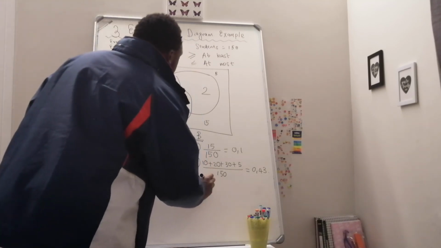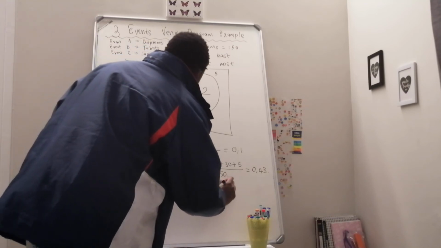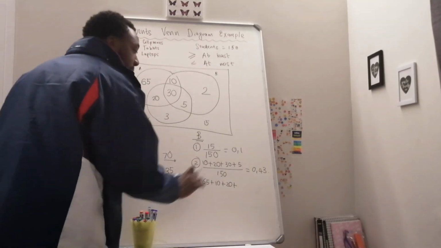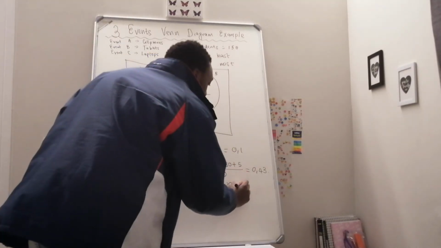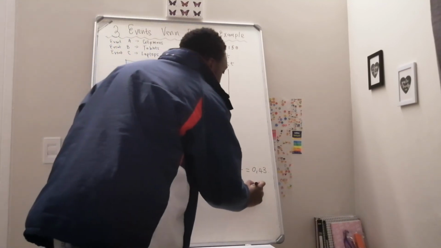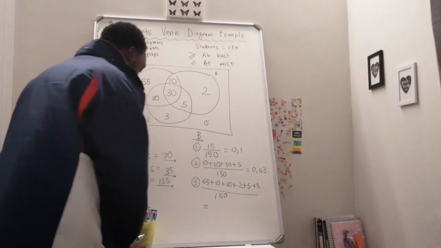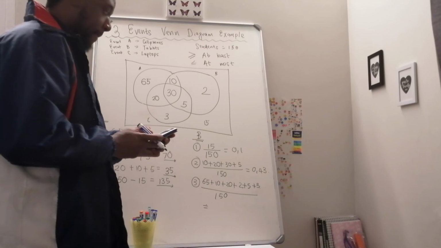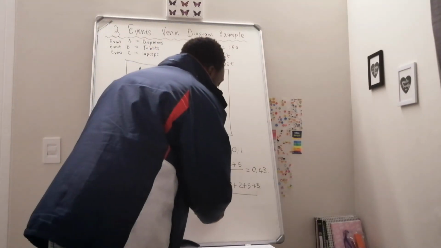So we're adding this long equation: 65 plus 10 plus 20 plus 2 plus 5 plus 3, all over 150. And then we get, it's about 70%.